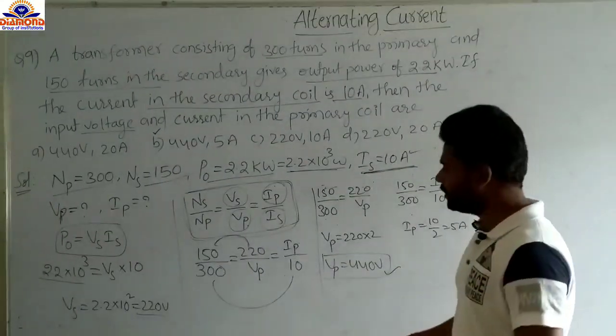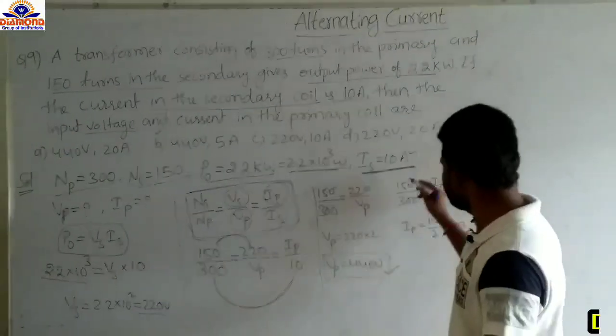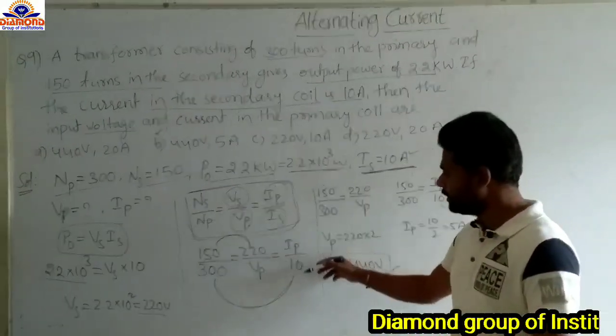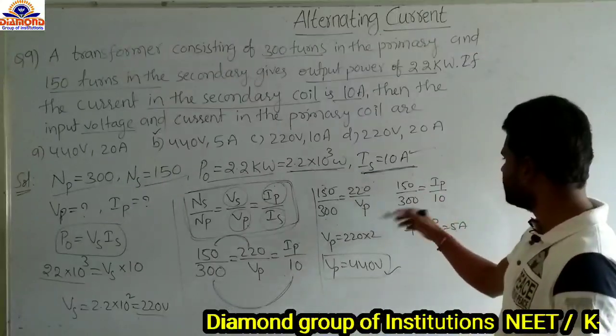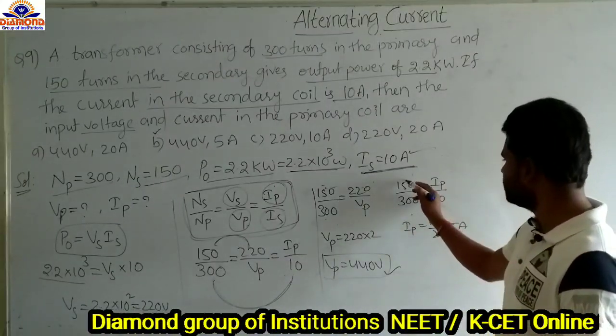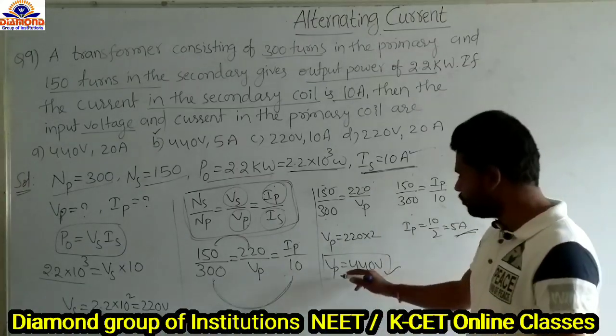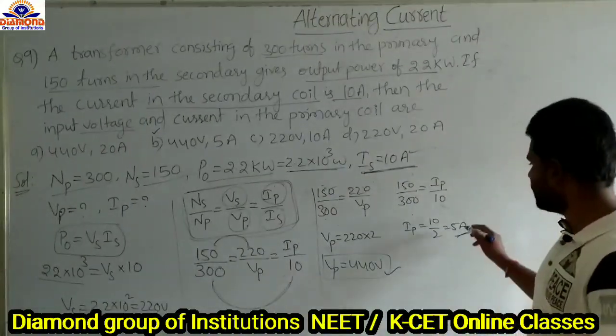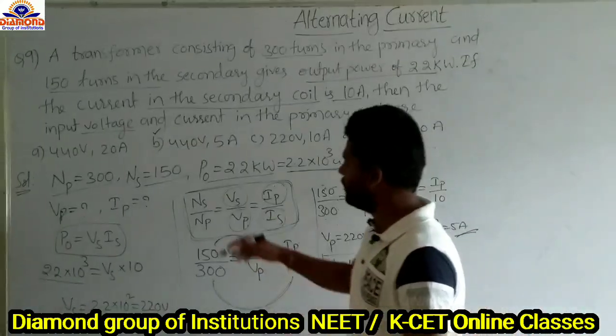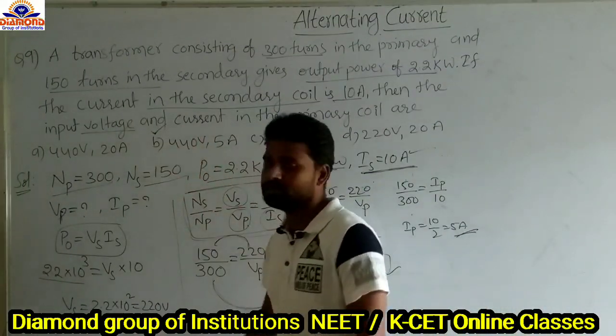Right. Now equate the last two terms: 150 by 300 equals Ip by 10. 150 by 300 is 1 by 2. 10 this side, 10 by 2. So Ip equals 5 amperes. So the primary voltage is 440 volts and the primary current is 5 amperes. Primary voltage 440 volts, 5 amperes, option B is the right answer.